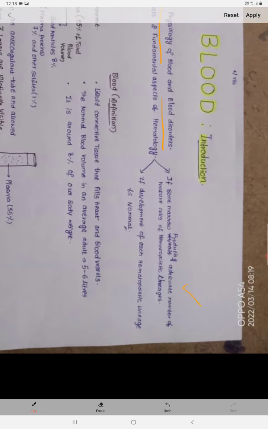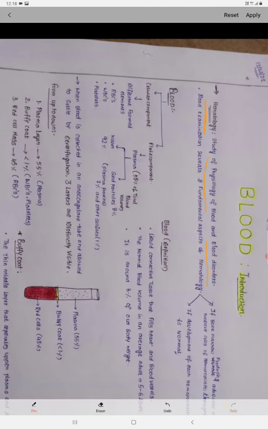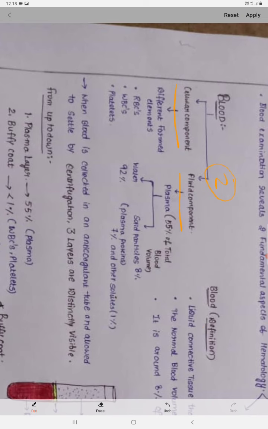So, is the bone marrow producing an adequate number of mature cells of the hematopoietic lineages or not, this is one point. Another point is whether the development of each hematopoietic lineage is normal or not. So, coming to the blood, it has a cellular component and a fluid component. It has two components, and the cellular component consists of different formed elements. What do you mean by the formed elements? These are RBCs, otherwise called erythrocytes, WBCs, otherwise called leukocytes, and platelets, otherwise called thrombocytes. These three come under the formed elements.